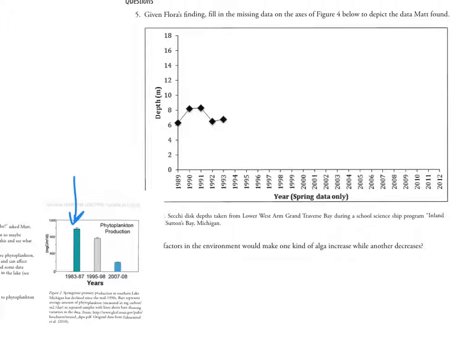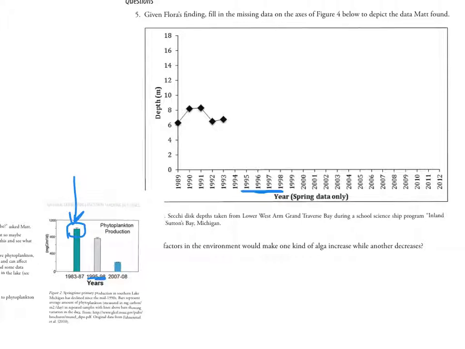Instead, we start in 95 to 98. Okay? So 95 to 98, I would find that here on my y-axis. So 95 to 98 are what we're looking for. And they give us somewhere around 800 milligrams carbon per meter squared per day. And we know that that's a little bit less than what we saw in 83 to 87.